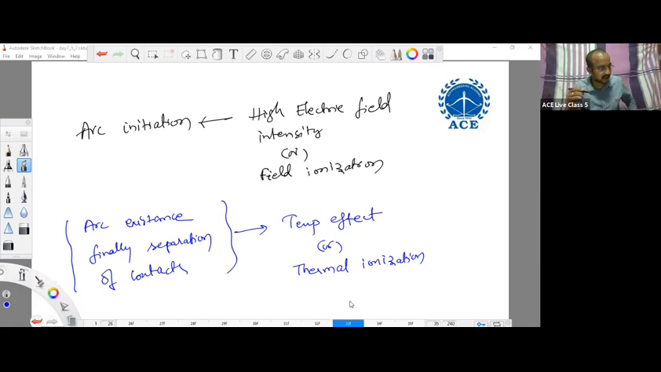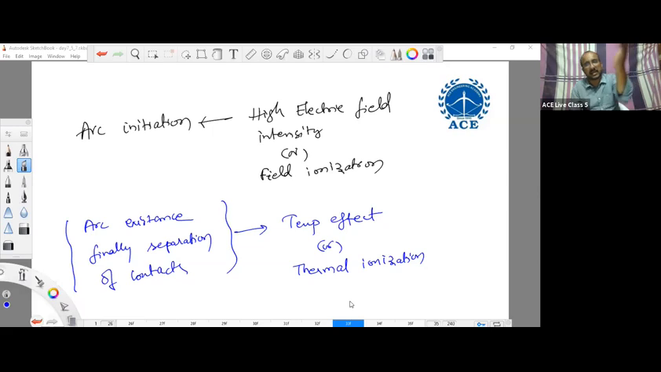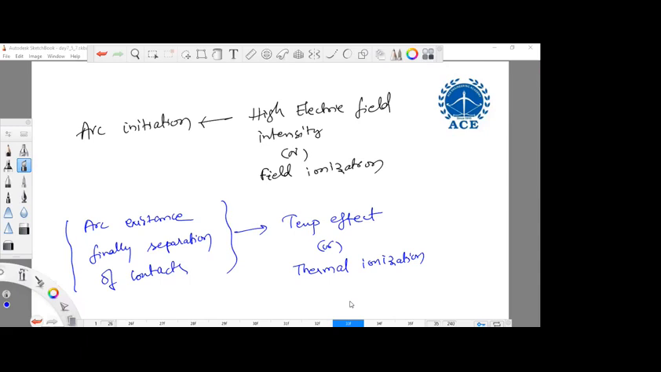Mayan, hello, sir. Ask your doubt. Sir, what is a busbar? Busbar is nothing but a point or a conductor to which more than one equipment can be connected in parallel at the same time.